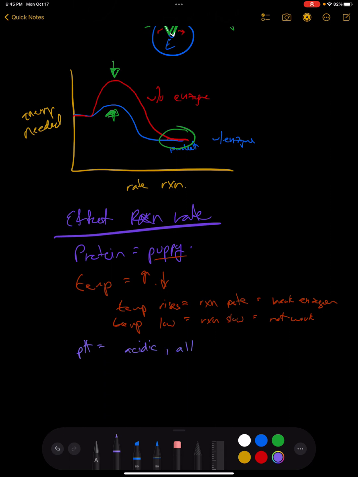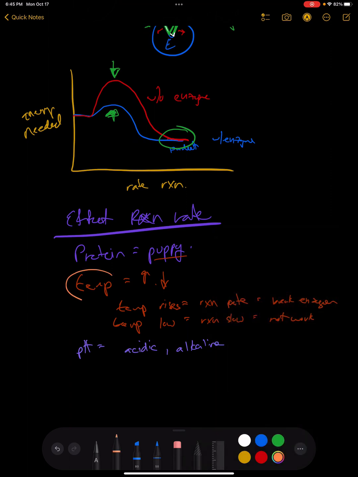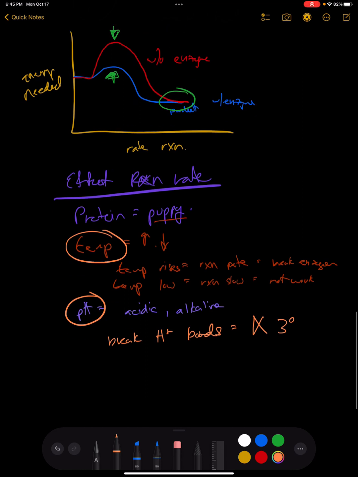If I put my puppy in something alkaline, like a strong base, like bleach, he's going to break. And usually that's because that's going to disrupt the hydrogen bonds, right? So when I mess with the temperature, when I mess with the pH, really what it comes down to is that I'm going to break these hydrogen bonds. And if I break the hydrogen bonds, that means I don't have a tertiary structure anymore.